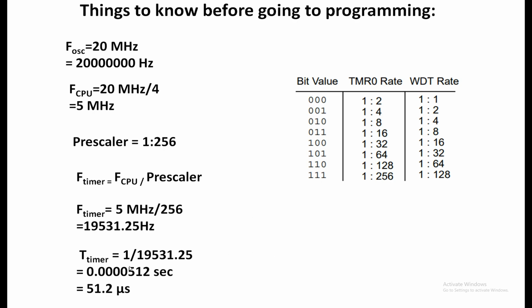Now guys, the T timer, the timing of the timer for one complete cycle for overflow, is 1 divided by frequency, and frequency is 1 divided by time. They are inversely proportional to each other. So this is the frequency of the timer. Then T timer will become 1 divided by 19531.25. It becomes this. Then this is 51.2 microseconds. This is the standard time. I am just trying to show you how this comes. If you want to skip all this, you can just directly use this time for one cycle.